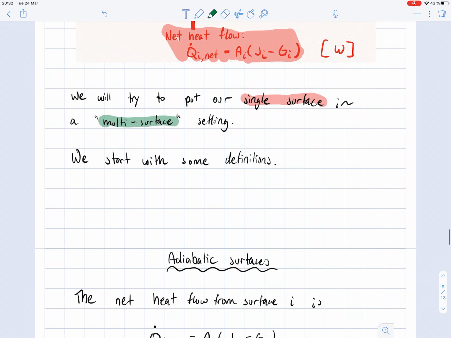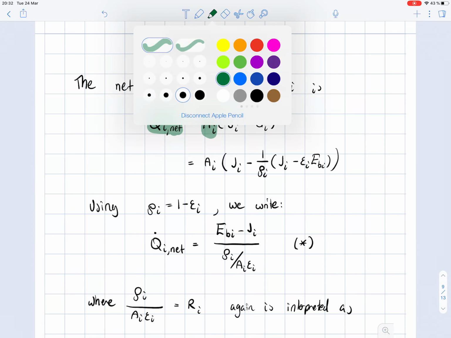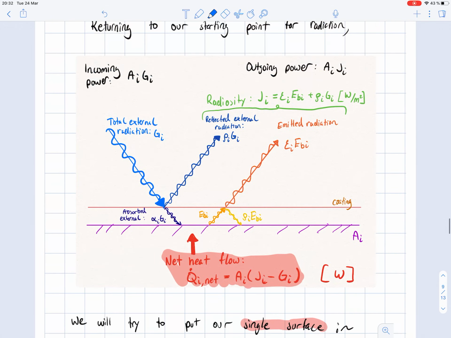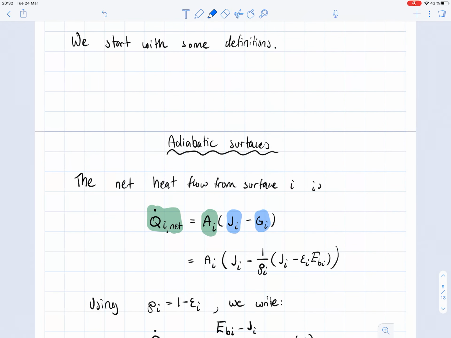So we'll start with a few definitions. And as I just said, the net heat flow from surface i, Qi net, is the area multiplied with the difference in flux. So the flux here, the outgoing flux, is the radiosity, while the incoming flux is the irradiation, Gi.